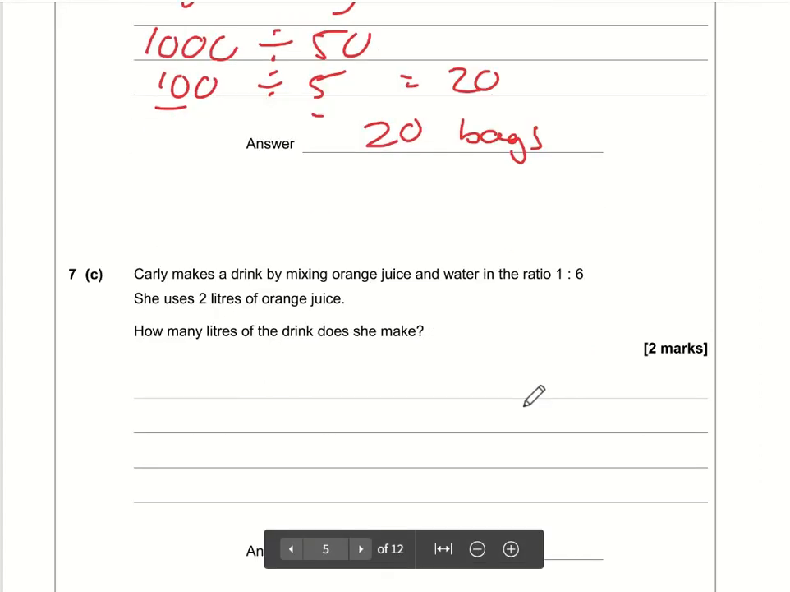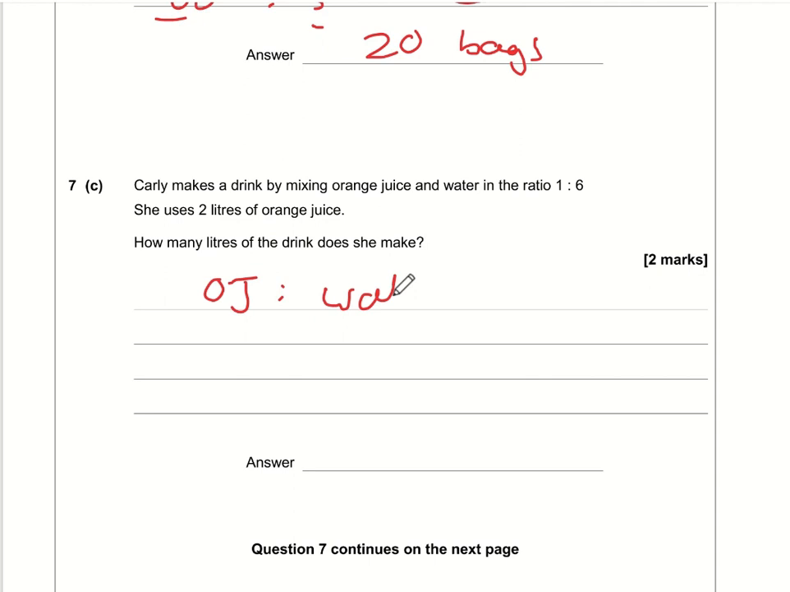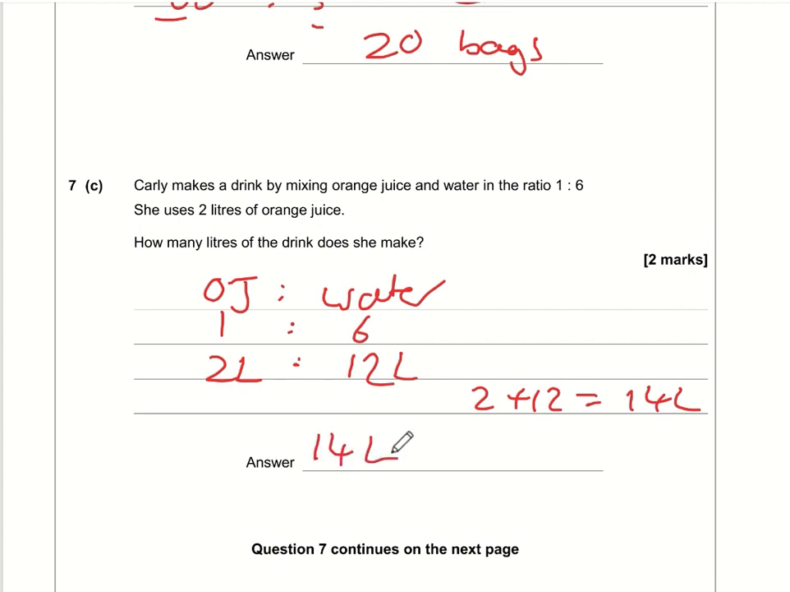Part C, we know that the ratio of orange juice to water is 1 to 6, so 1 part orange juice, 6 parts water, 1 litre orange juice, 6 litres water. So if we're doubling the orange juice, we need to double the water. So if it's 2 litres of orange juice mixed with 12 litres of water, then in total that's going to be 2 plus 12, which is 14 litres in total.